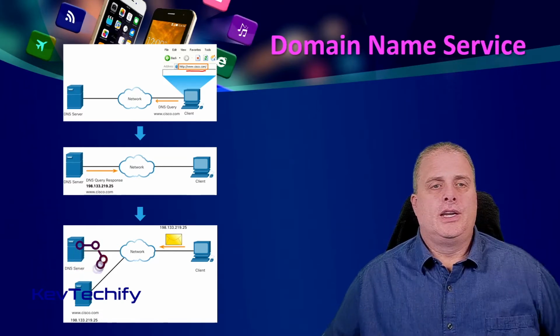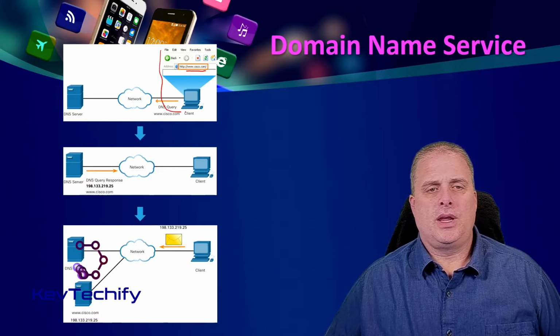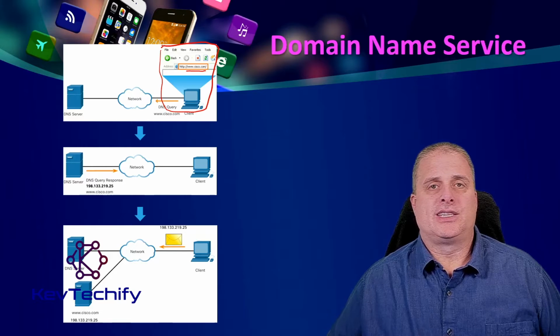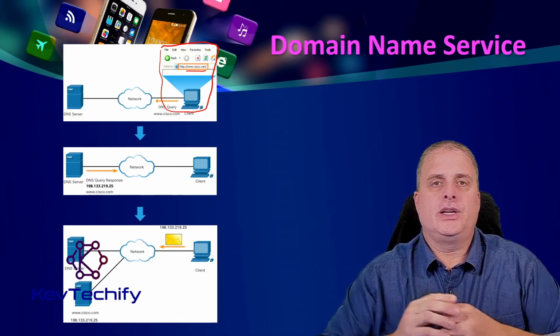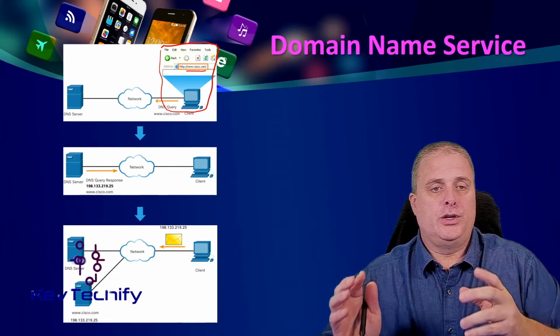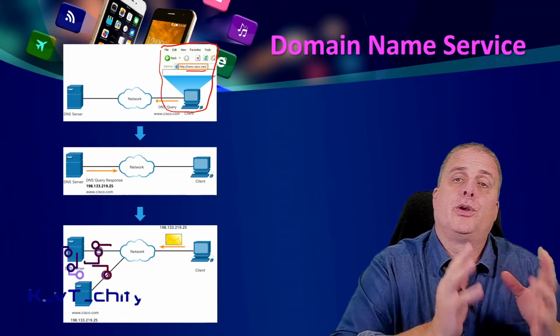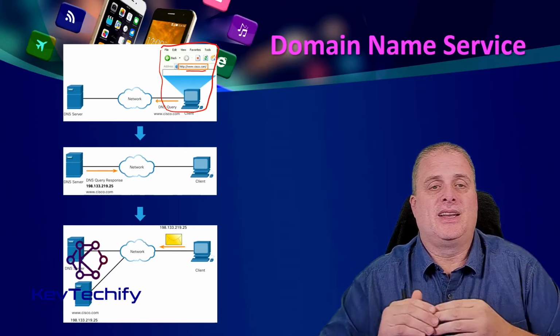What happens here is we take our web browser, and in our web browser, we type in www.cisco.com. We look at our local DNS cache. In our local DNS cache, do we have an IP address that matches that name? If we do, we can go ahead and start the HTTP request process, but if we don't, we have to go through this domain name service, this DNS process.